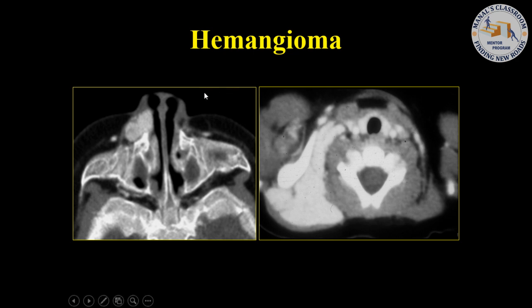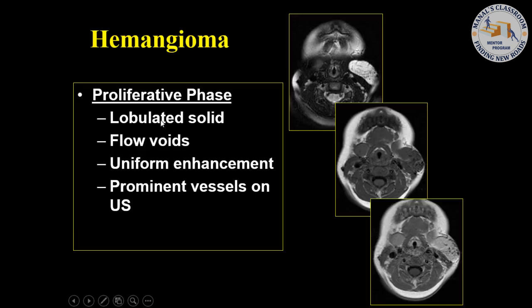Thanks. So here we have a hemangioma involving the right nasolabial fold, and this is a very large hemangioma that's extending posteriorly. The classical example here is that we can all see this robust enhancement. In the proliferating phases of hemangioma, we expect to see lots of enhancement.